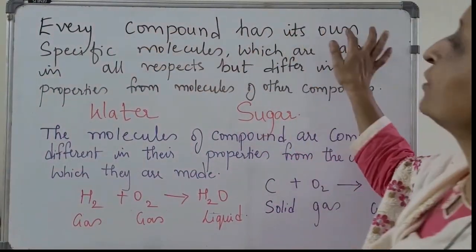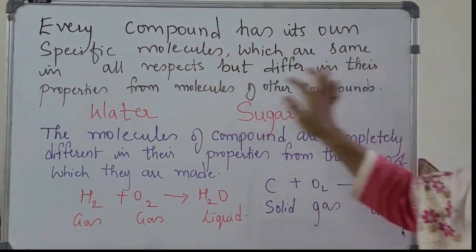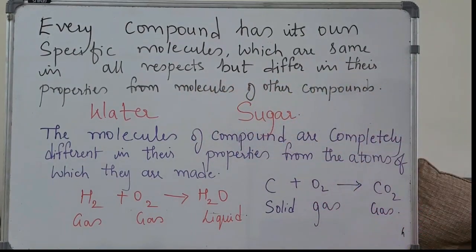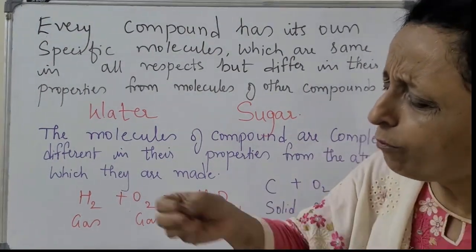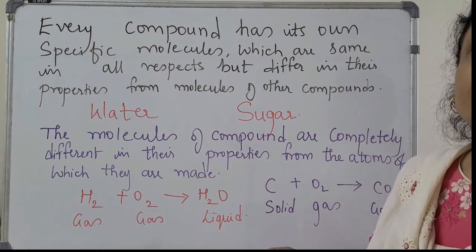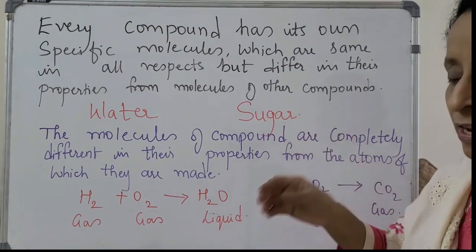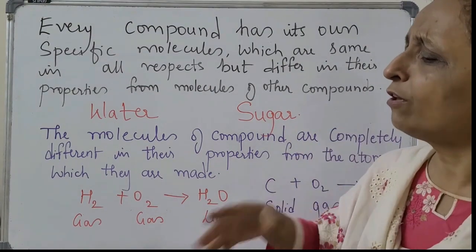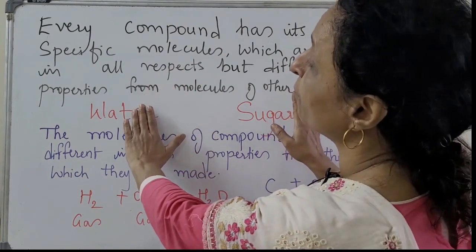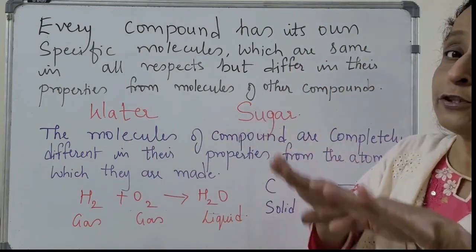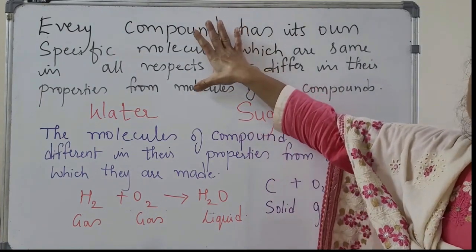Now, every compound has its own specific molecules, which are the same in all respects but differ in their properties from the molecules of other compounds. So, if you take water, the molecules of water will all be the same. Their properties will be completely the same. Now, if you take sugar, the properties of all the molecules of sugar will be the same. But if you compare the molecule of water and the molecule of sugar, they are completely different. So, this is the meaning of this paragraph.